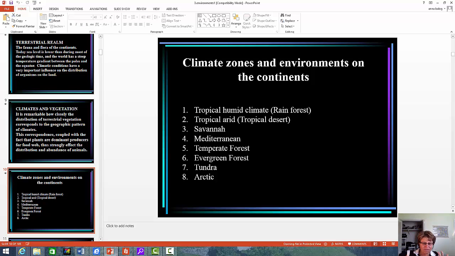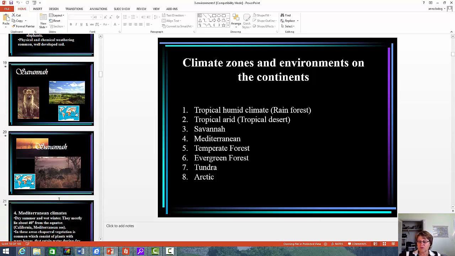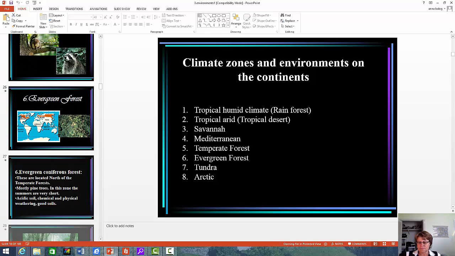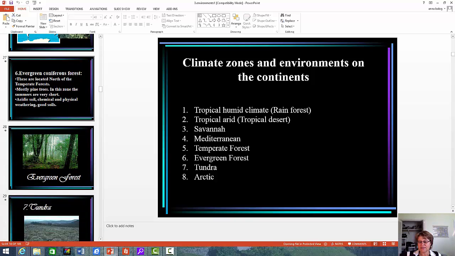So these are not the environments, these are climate zones and environments on the continent. So it's a different thing than the other one was. And these are the ones I might ask about too. So it's important that you know the different climate zones. Understand each climate zone, what kind of diversity it has, so you get the relationship between the climate and diversity. It's important to understand.